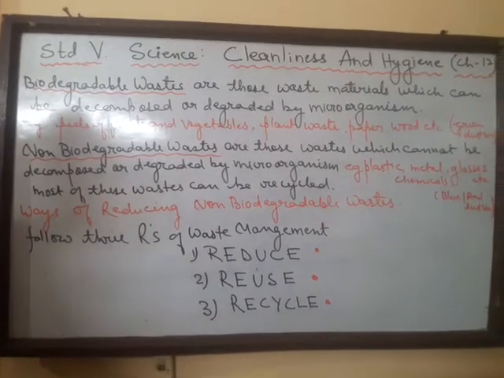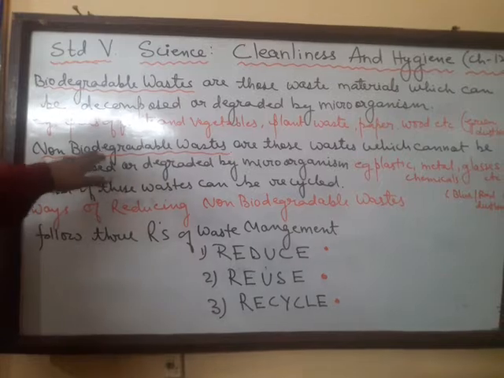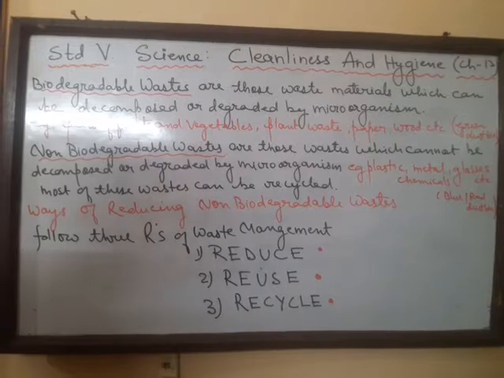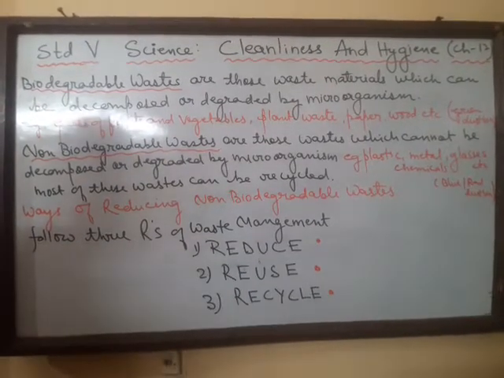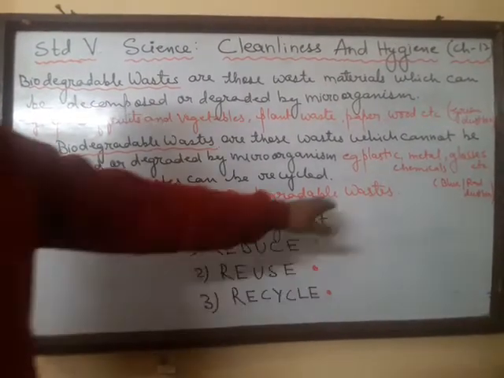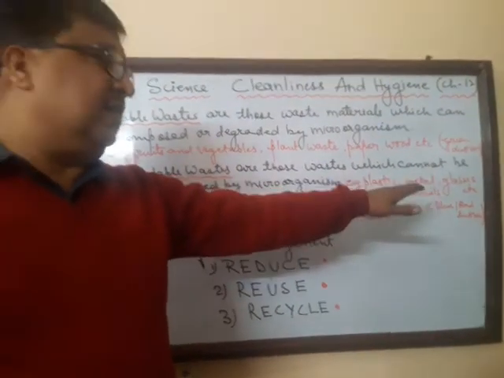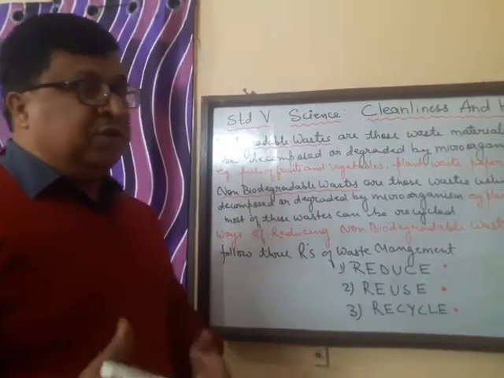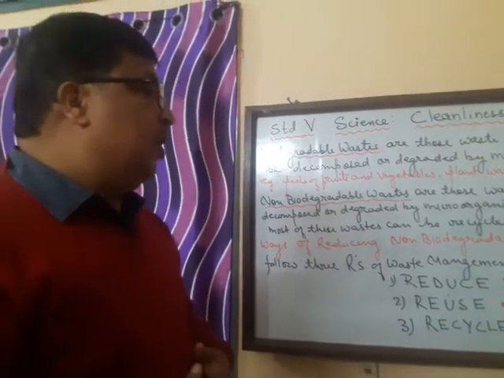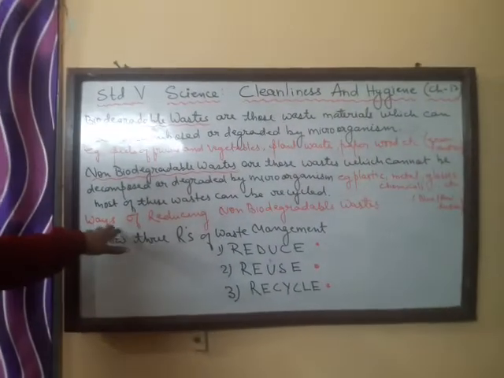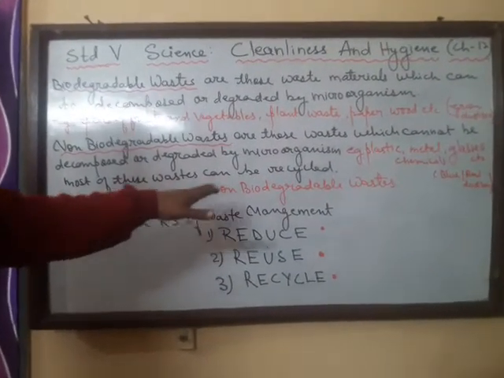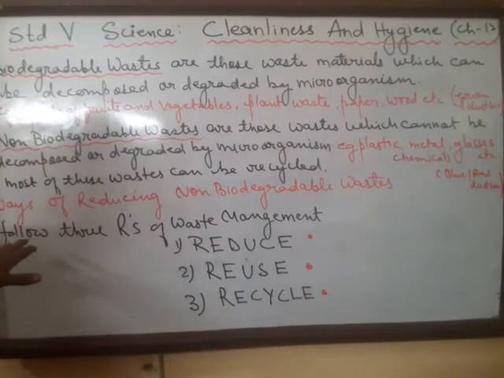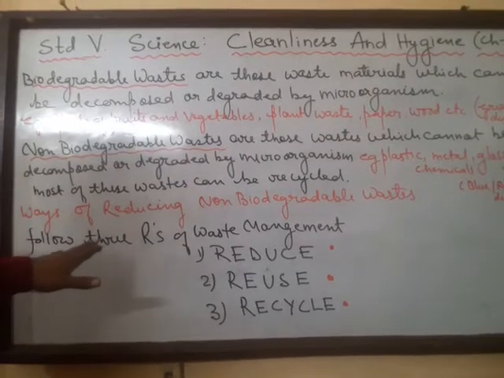Now non-biodegradable wastes are those wastes which cannot be decomposed or degraded by microorganisms. I just talked about plastics, metal, glasses, chemicals, etc. These do not get decomposed, and of course they can be collected in the red or the blue dustbins. Now I just talked about the ways of reducing non-biodegradable waste. That means it can be recycled. But how? Waste management can be done by following the 3 R's.